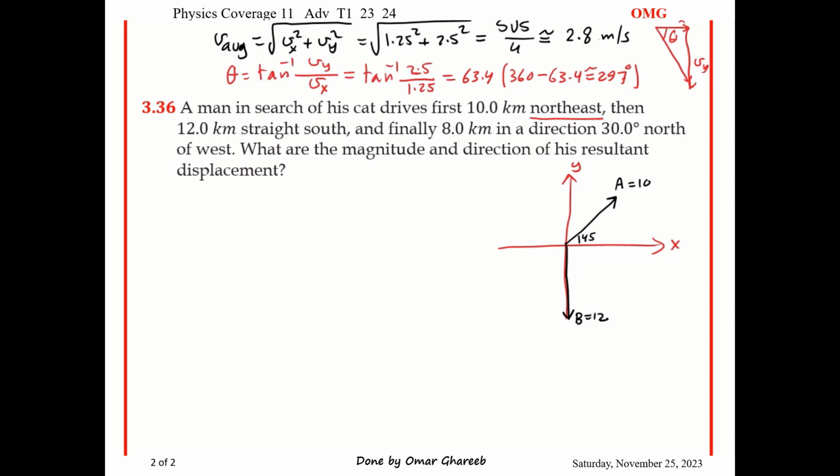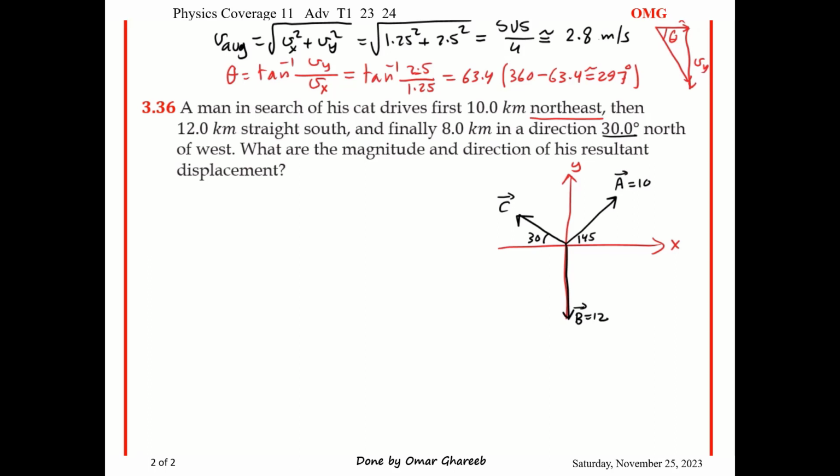Finally 8 kilometers north of west. Between north and west, the 30 degrees is with west to the north. This is C and this is the angle theta. Now the easiest way is to express our vectors in terms of x hat and y hat.